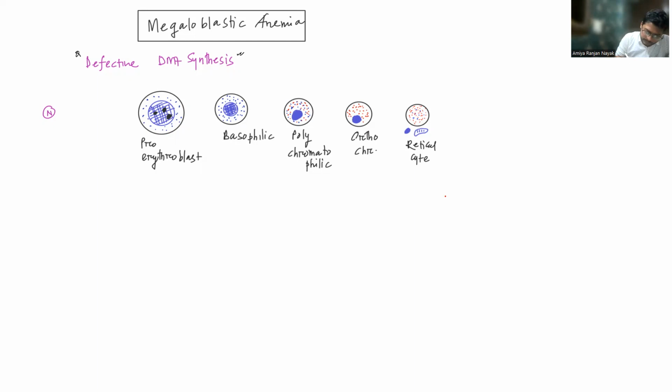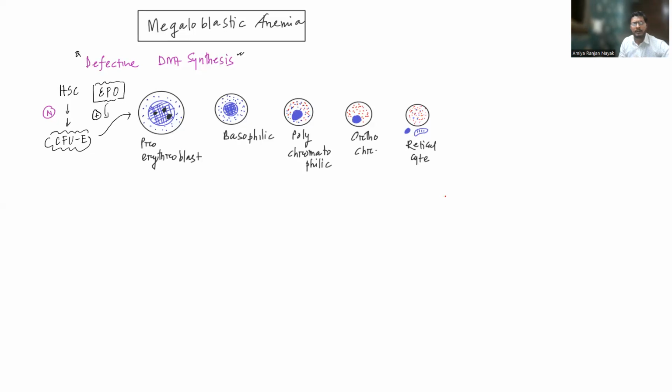So normally what happens? Everything starts from the hematopoietic stem cells. As we all know, it is hematopoietic stem cells that will give rise to colony forming unit for erythropoiesis, and this colony forming unit erythropoiesis will give rise to the first cell in the series of erythropoiesis, that is pro-erythroblast. Of course, it needs stimulation from erythropoietin, which is released from the kidney. So the first cell is pro-erythroblast.